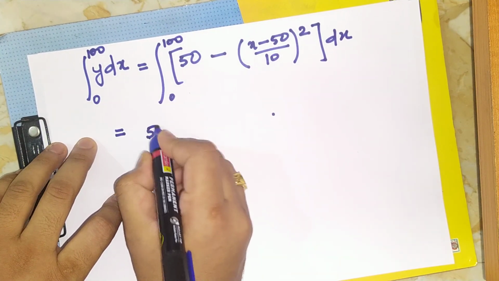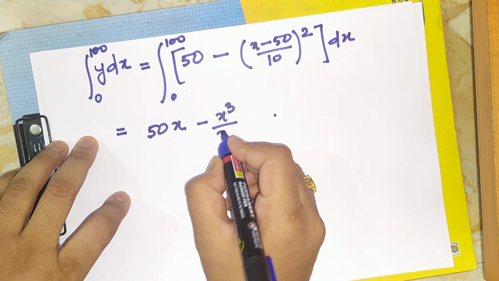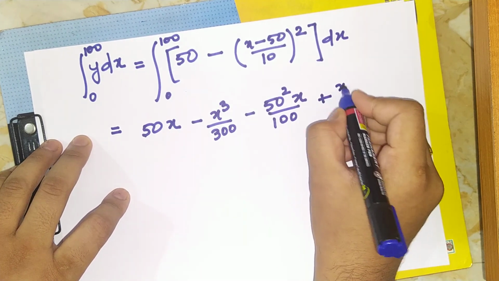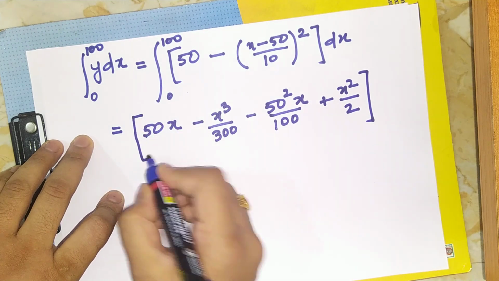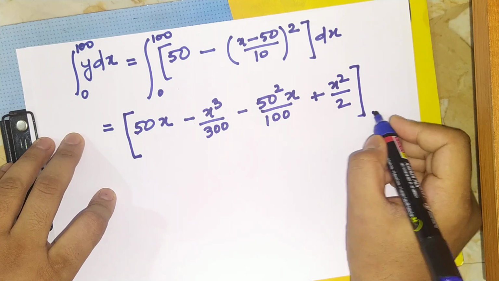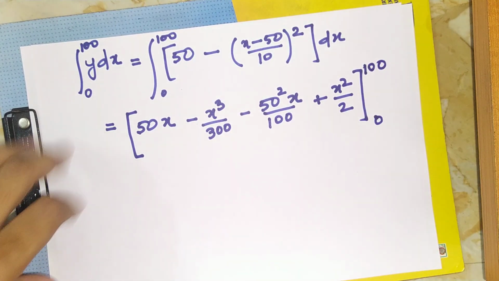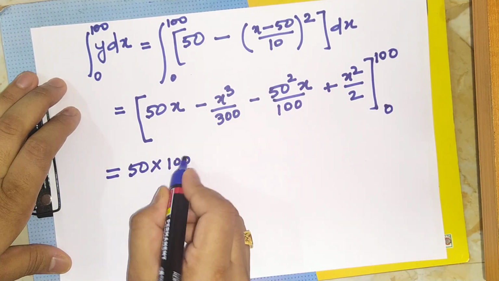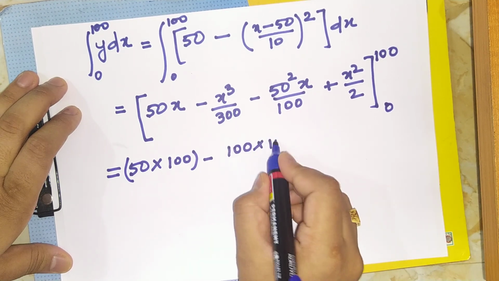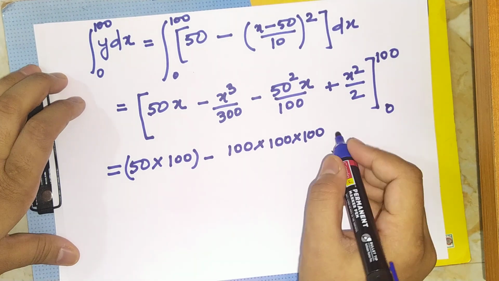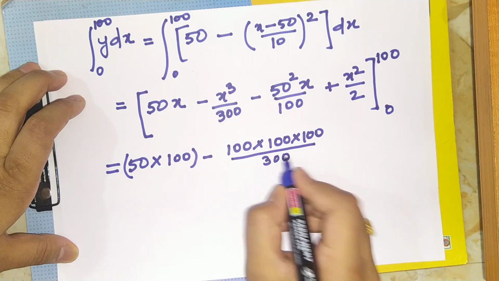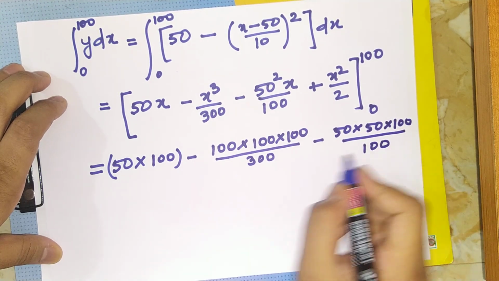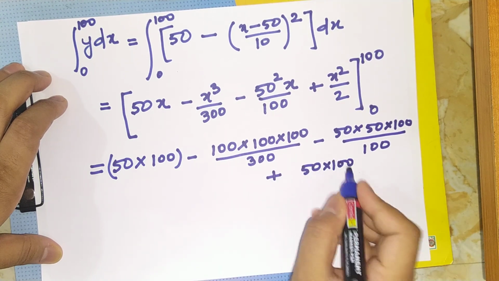So she expanded it and wrote 50x minus x cubed by 300 minus 50 square x by 100 plus x square by 2, which, after integrating, she wrote like this under the limits 0 to 100. Now she applied these limits and found 50 into 100 minus 100 into 100 into 100 divided by 300 minus 50 into 100 divided by 100 plus 50 into 100 divided by 2.